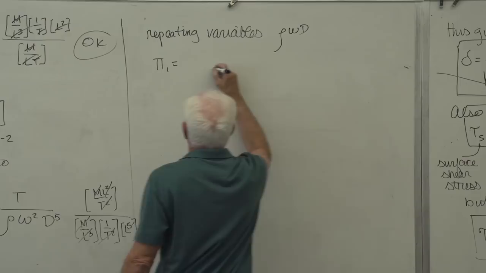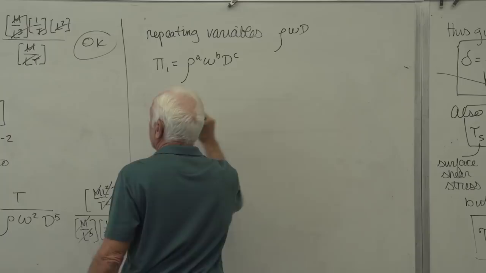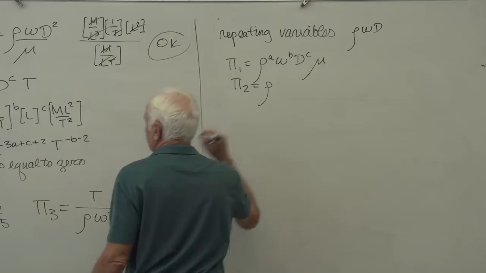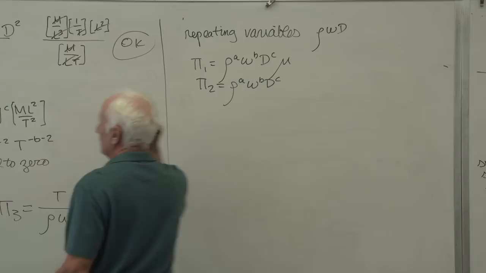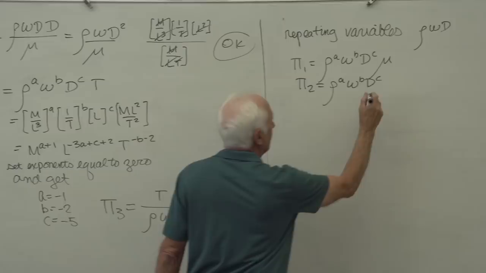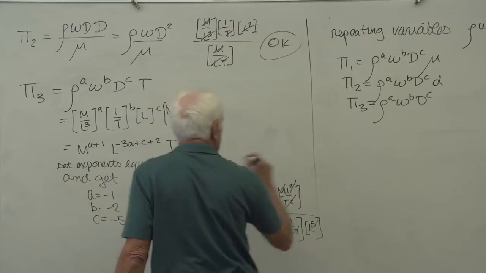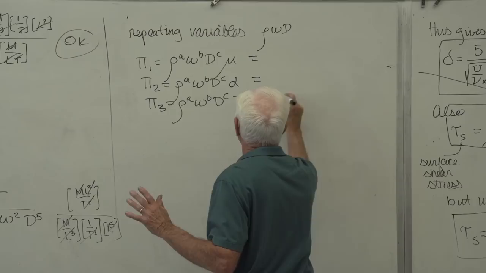Pi 1: rho to the A, omega to the B, D to the C. Now, which one didn't you use? I used him, I used him. I didn't use mu, so I'll put mu out here. And pi 2: repeating variables, rho to the A, omega to the B, D to the C. Now I use mu. I didn't use little d yet, so put little d out there. Pi 3: repeating variables, that's why they're called repeating. You see them all here. What's left? Dependent variable T, the torque. Solve for A, B, and C, and you get these.